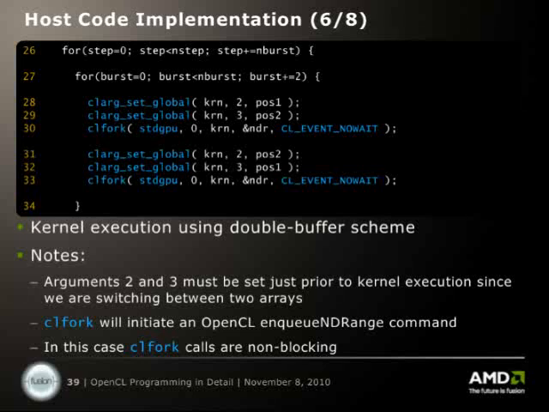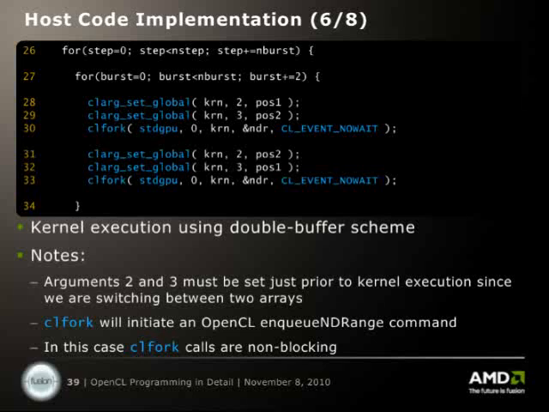Then we're going to actually execute our kernel. As I said, we needed to delay setting our kernel arguments 2 and 3. Well, we're going to do that now. We had allocated 2 arrays to hold particle positions for this double buffering type scheme. So we're going to set those global pointers for arguments 2 and 3, and then we're going to execute the kernel. What we're really doing is enqueuing the kernel to be executed on the GPU.